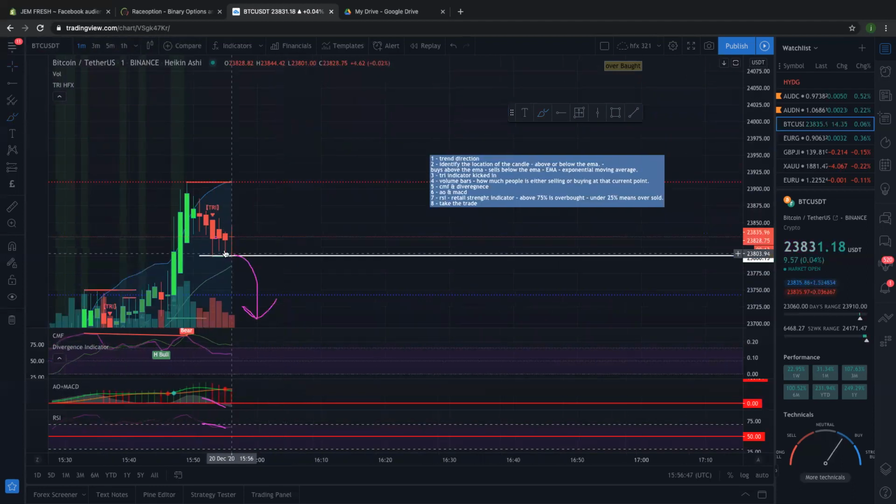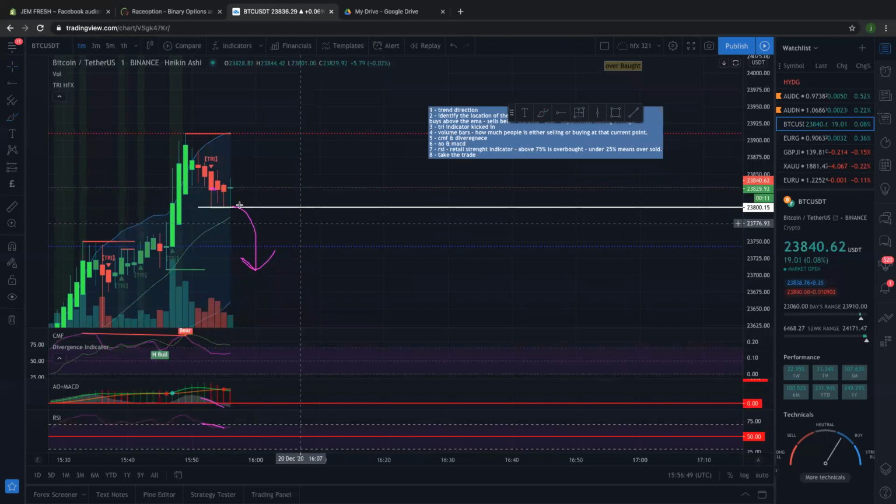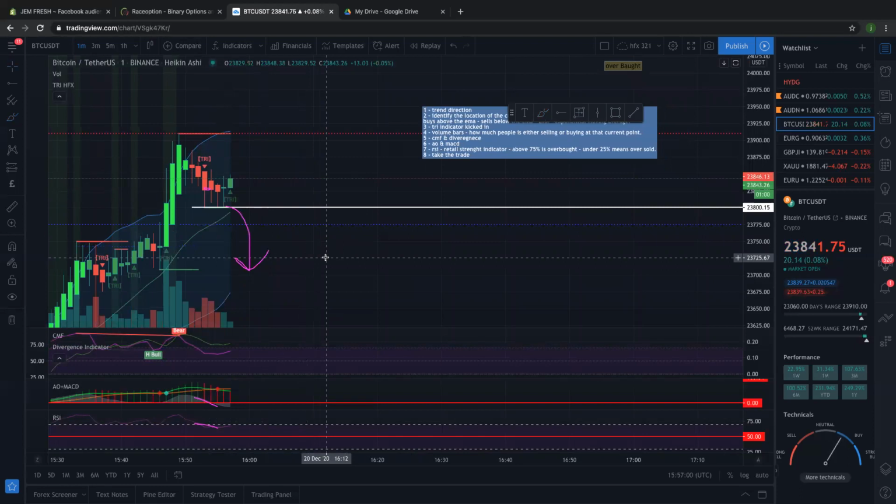It just keeps on attempting to push through that white line. There's something small holding it there. As soon as you get a strong enough candle or enough volume or enough people behind it, it'll push through. Or on the total flip side, it could do that. It could start pushing up.